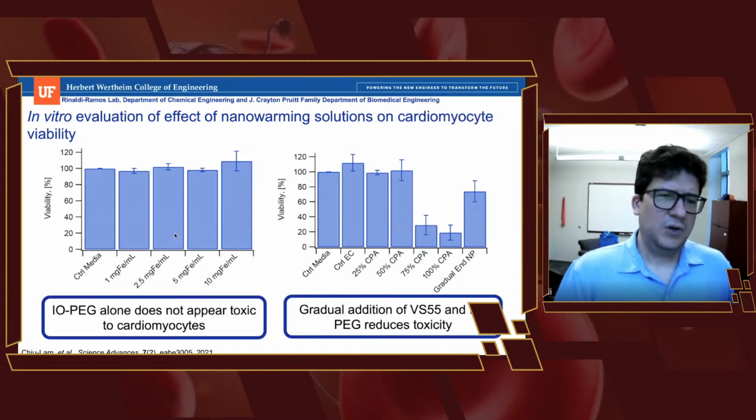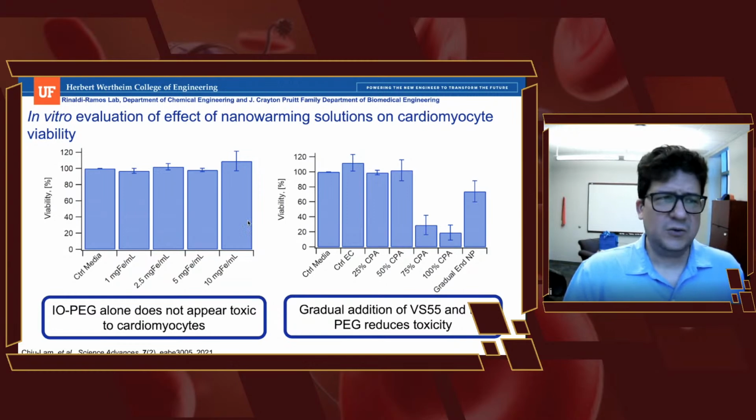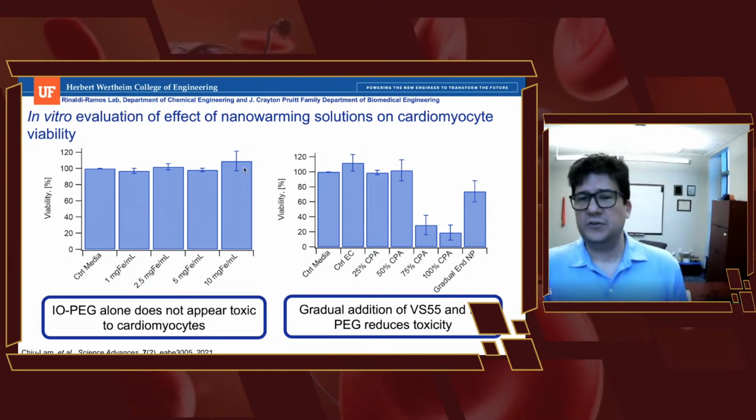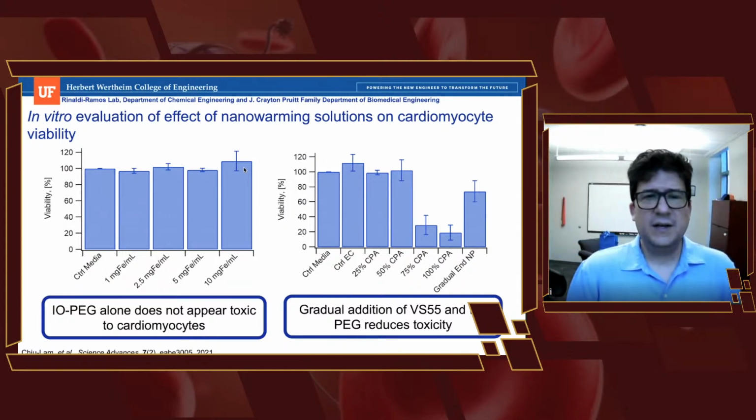And so in terms of particles alone, without any cryopreservation agent, at concentrations up to 10 milligrams of iron per milliliter, we see no effect on cardiomyocyte viability. So we know that in this concentration range, the particles alone are not toxic to the cardiomyocytes.